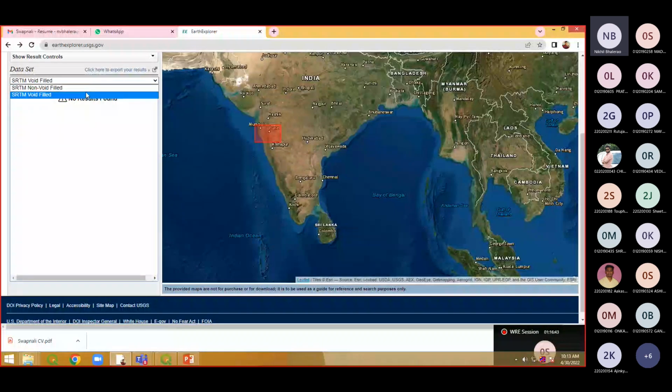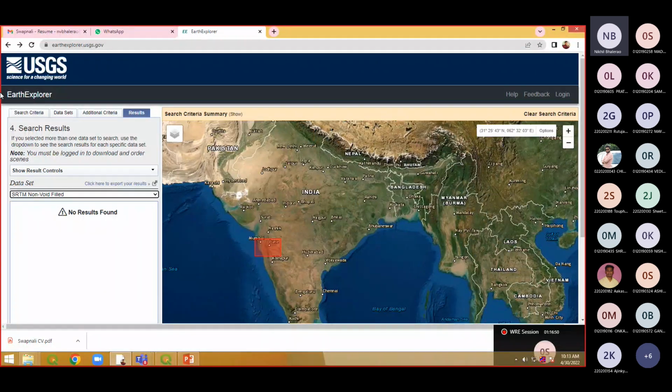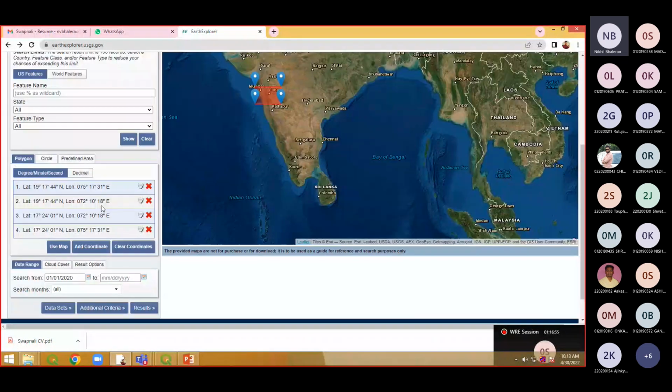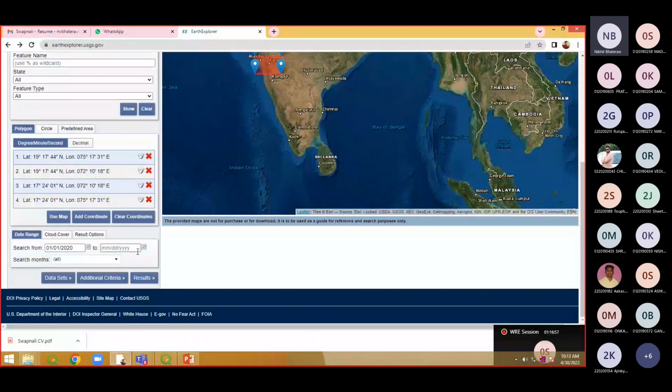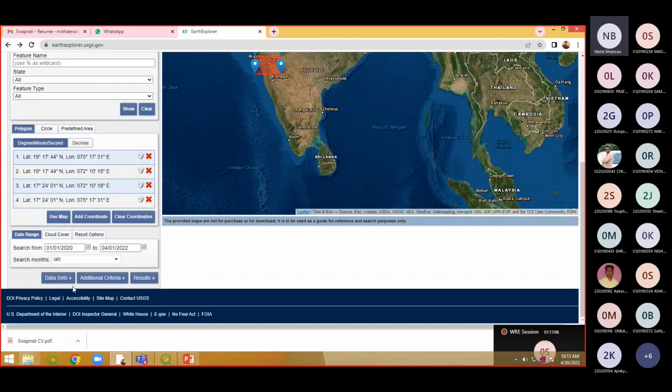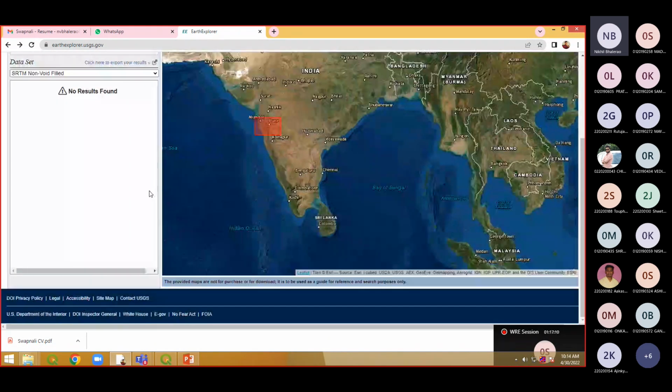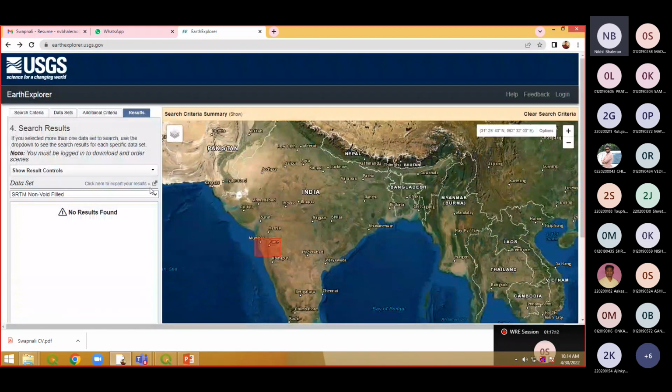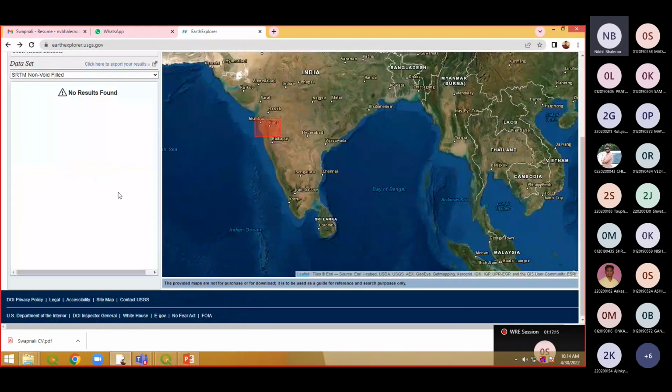If the data is not available, it will show you no results found. If data is available, it will show you the results for this particular location. Here, for the search criteria which we have provided for that particular date, the data may not be available, so we will put till 2022 first. So for this we will see the results. Again the data set is not available for this.